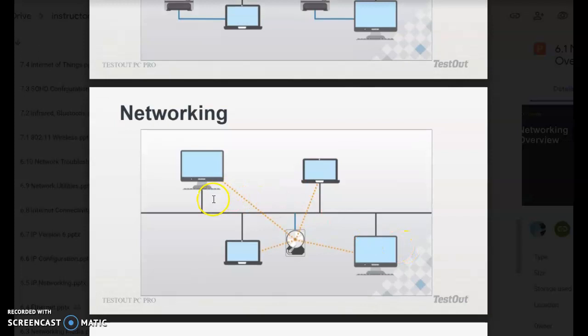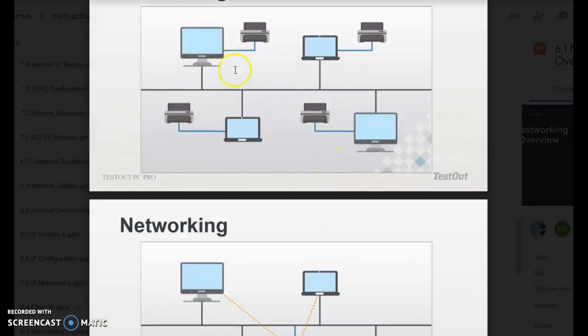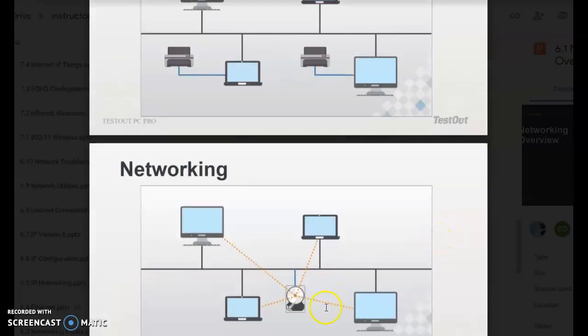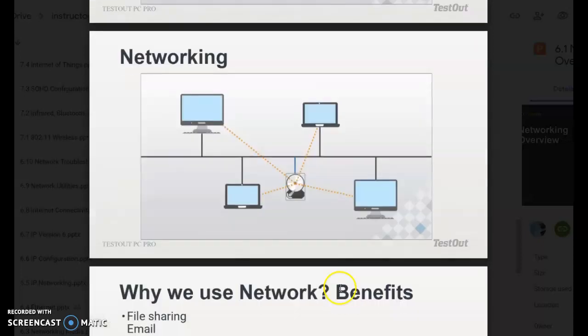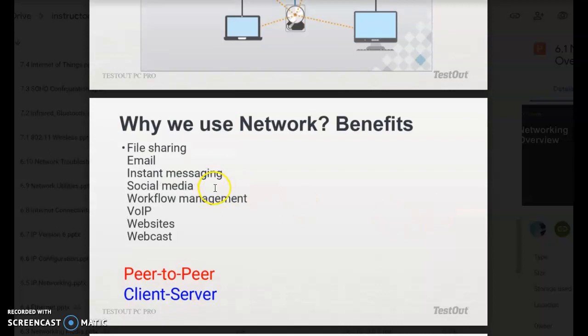And why do you use networking? It is to share resources. If you have a network, you don't want each person to have a printer. You could share the resources. So you could have one hard drive, and every computer shares that hard drive. The benefits are file sharing, email, instant messaging, social media, workflow, websites, webcast.